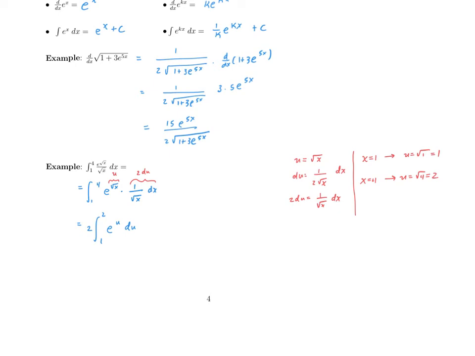And now we have a very quick and efficient integral to evaluate. The antiderivative of e to the u is e to the u. We substitute in 2, we put a minus sign, we substitute in 1.